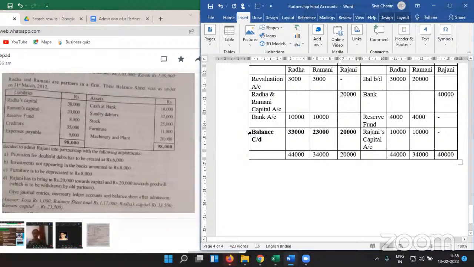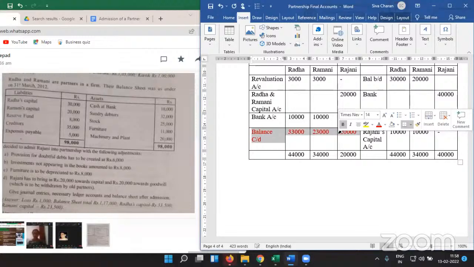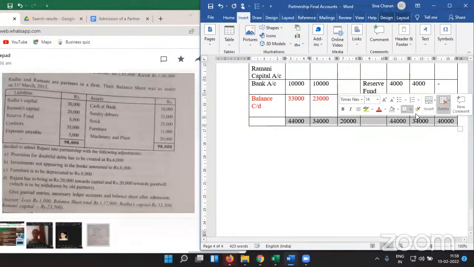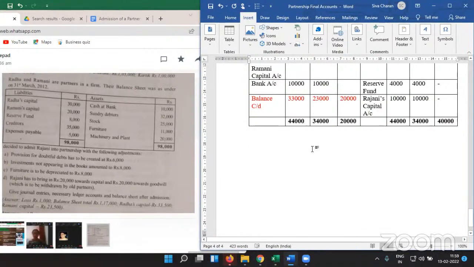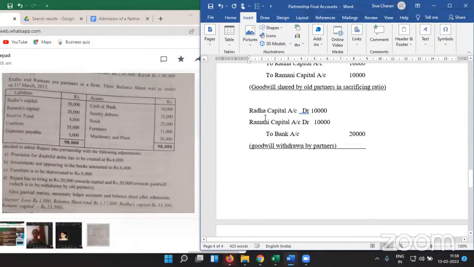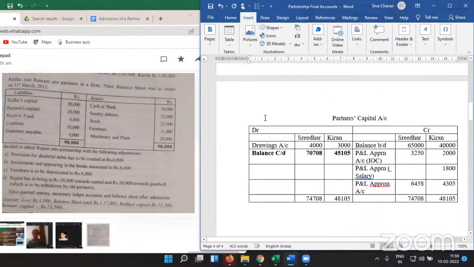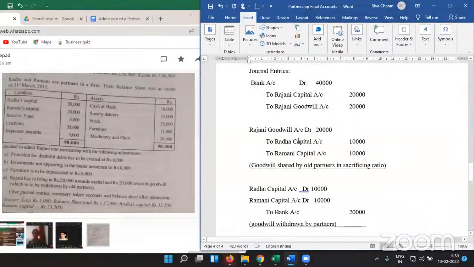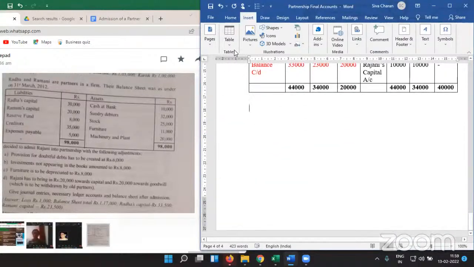So shall we move on to preparation of the bank account? Now we are supposed to prepare a bank account, not a balance sheet. Bank balance has been changed with Rajani's admission. So let us open the bank account. Are you all following?